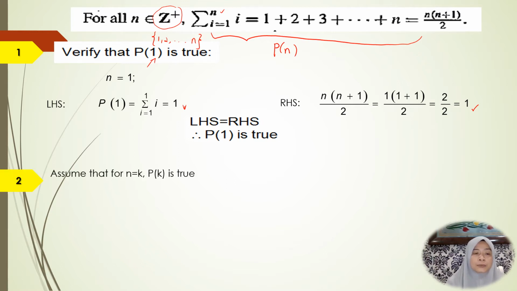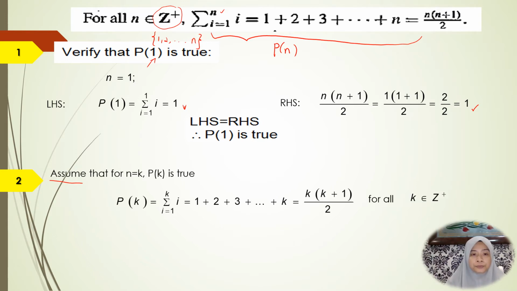Okay, in the second step, we need to assume that for n equal to k, Pk is true. So this is our statement Pk, where you need to replace all the n with k. So now our arbitrary value is k, right? So you replace all the n that we have in the original question with k, for all k element of positive integers. So that is the second step.